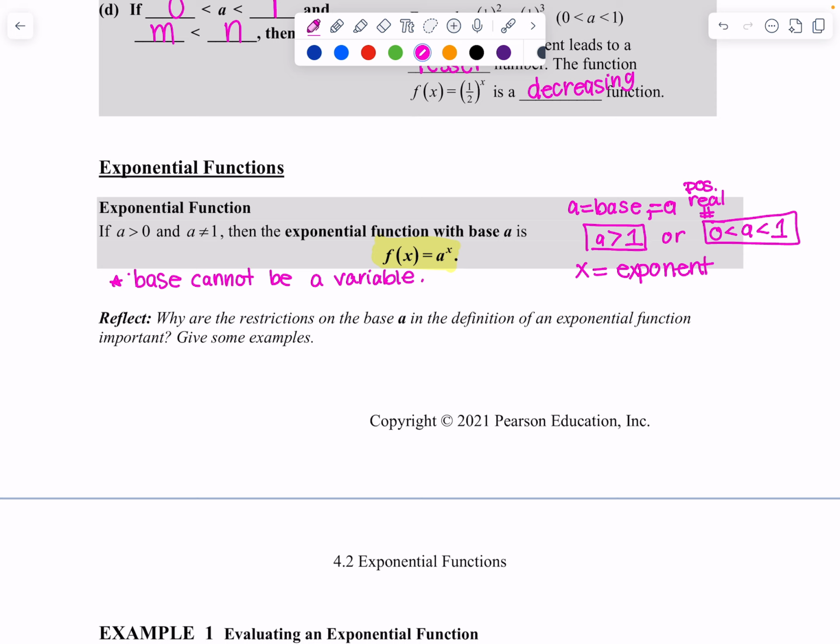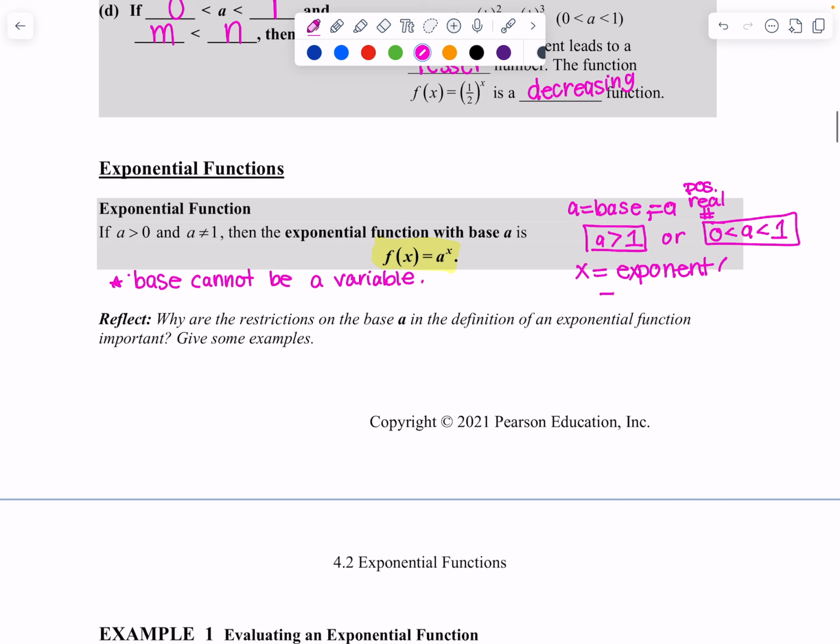Your exponent can be negative or positive, just depending on what you have. But your base has to be positive. These are the facts that we know about an exponential.